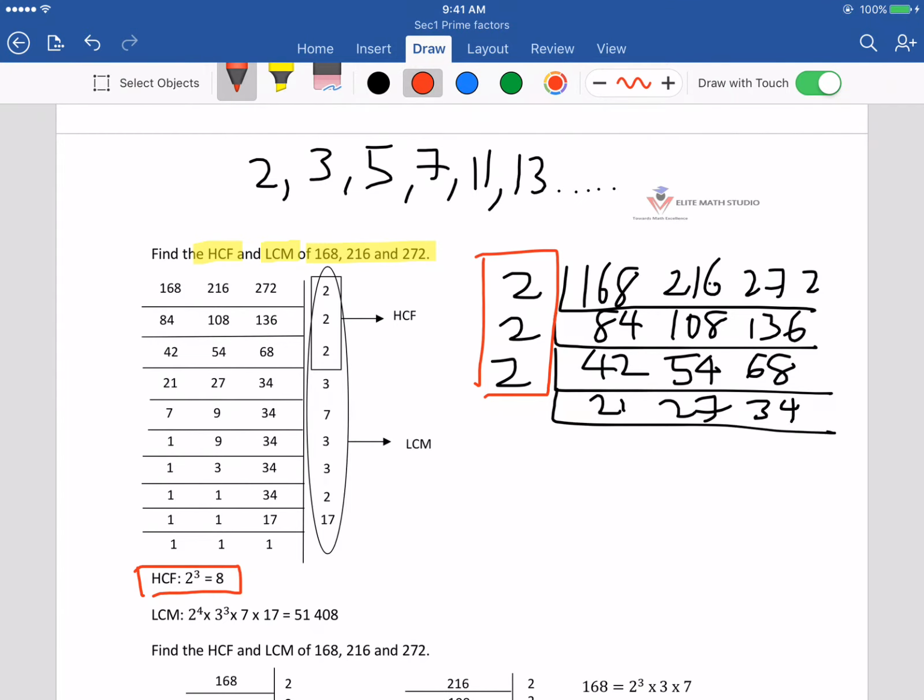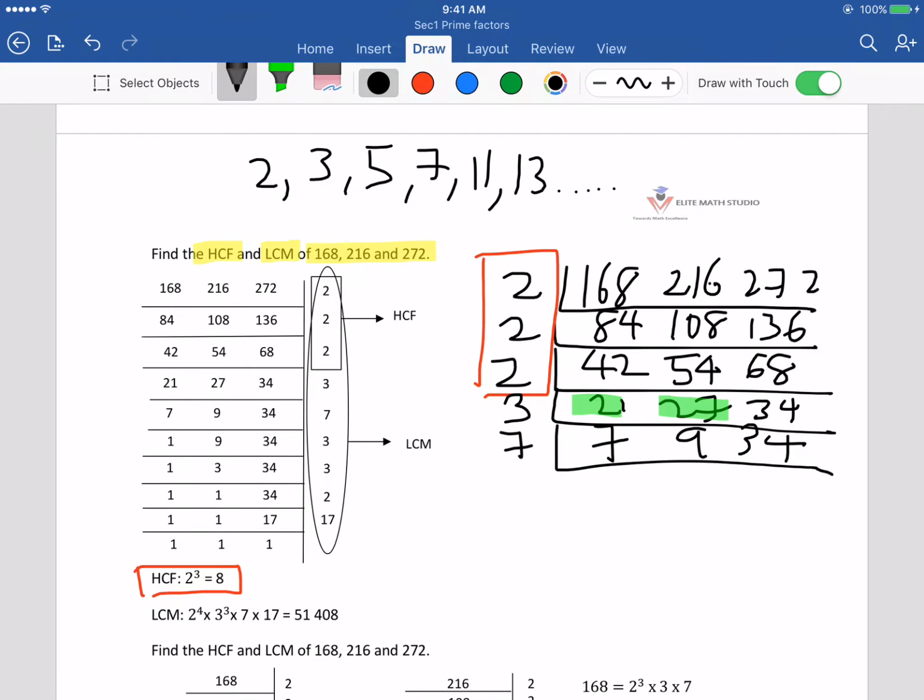So how are we going to find our lowest common multiple? We're going to carry on. Instead of focusing on all 3 numbers, after we are done with those, we focus on 2 numbers instead. So let's focus on 21 and 27. Any common factors? Yes, there's a common factor of 3. So write 3 here. So it becomes 7, 9, and 34. Any more common factors between 7 and 9? No. How about 9 and 34? Also no. How about 7 and 34? No as well. So now we concentrate on one number each.